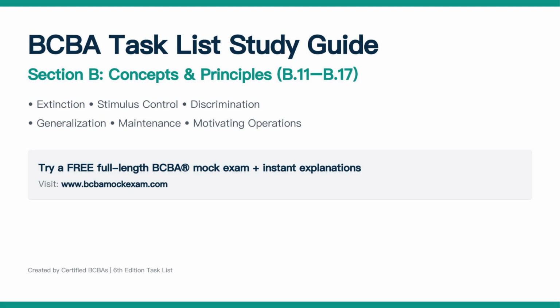Today we're making section B feel simple and test-ready. These are the concepts that show up constantly in BCBA exam vignettes. And if you learn a few decision rules, you'll stop guessing and start answering fast. We'll walk through extinction, stimulus control, discrimination, generalization, maintenance, and motivating operations step by step.